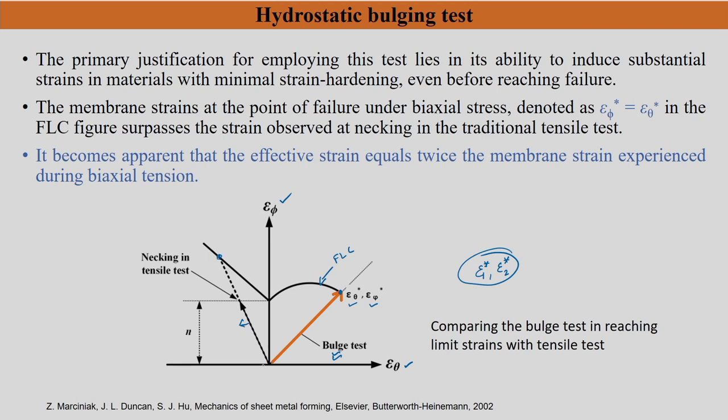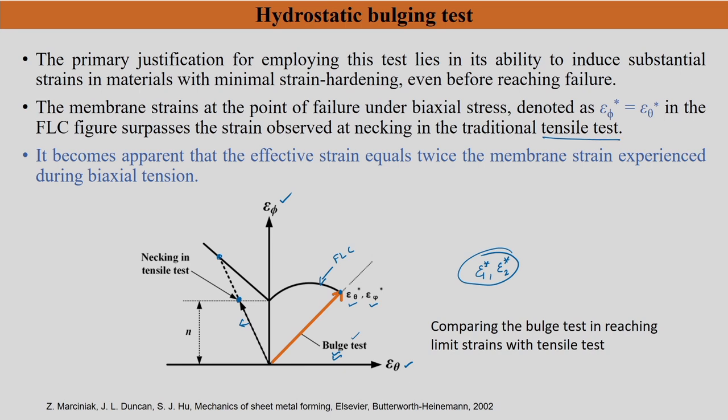But we also know that tensile instability occurs at, let us say, epsilon u equal to n, which is going to be somewhere here. Necking in the tensile test may start here itself, and this value is going to be larger than this value. Your bulge test value is going to be slightly larger than this. So in a way you can say that the membrane strain at the point of failure under biaxial stress, that is in the bulge test, denoted as epsilon phi star and epsilon theta star in the FLC figure, surpasses the strain observed at necking in the traditional tension test.